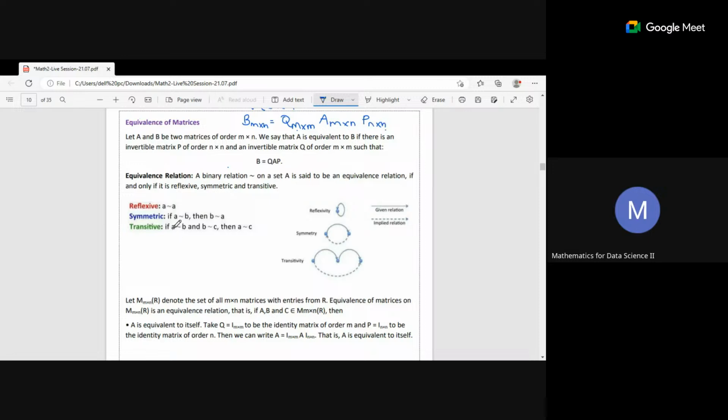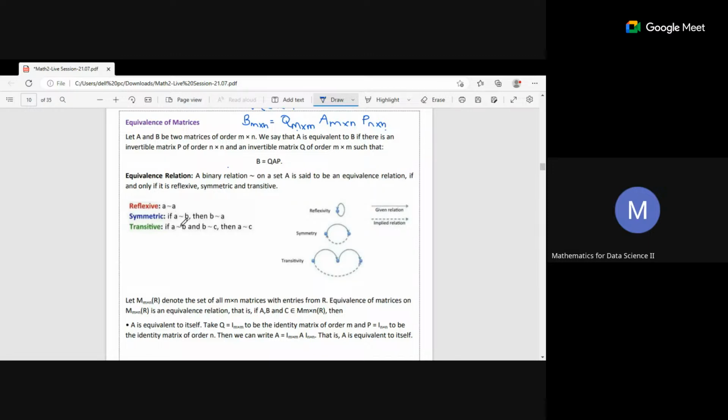So why the name equivalent? I will tell you. For that, you should know what an equivalence relation is. Take any set A. A can be any set. On any set, if you take a binary relation, when do we call it an equivalence relation? You say it is an equivalence relation if it satisfies the following three conditions.